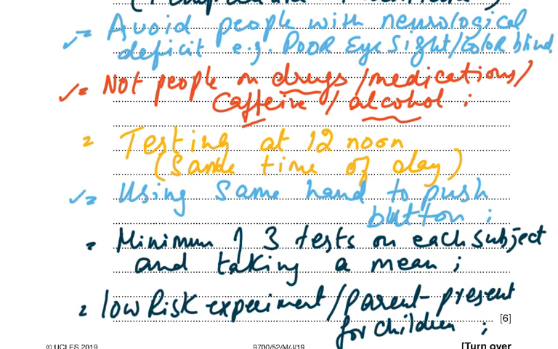So this is all, if you're actually going to do it, then you would think of all these points. Then a minimum of 3 tests on each subject and taking a mean. Or you could say a minimum of 3 subjects in the same age category and taking a mean. So you could have come up with that as well.